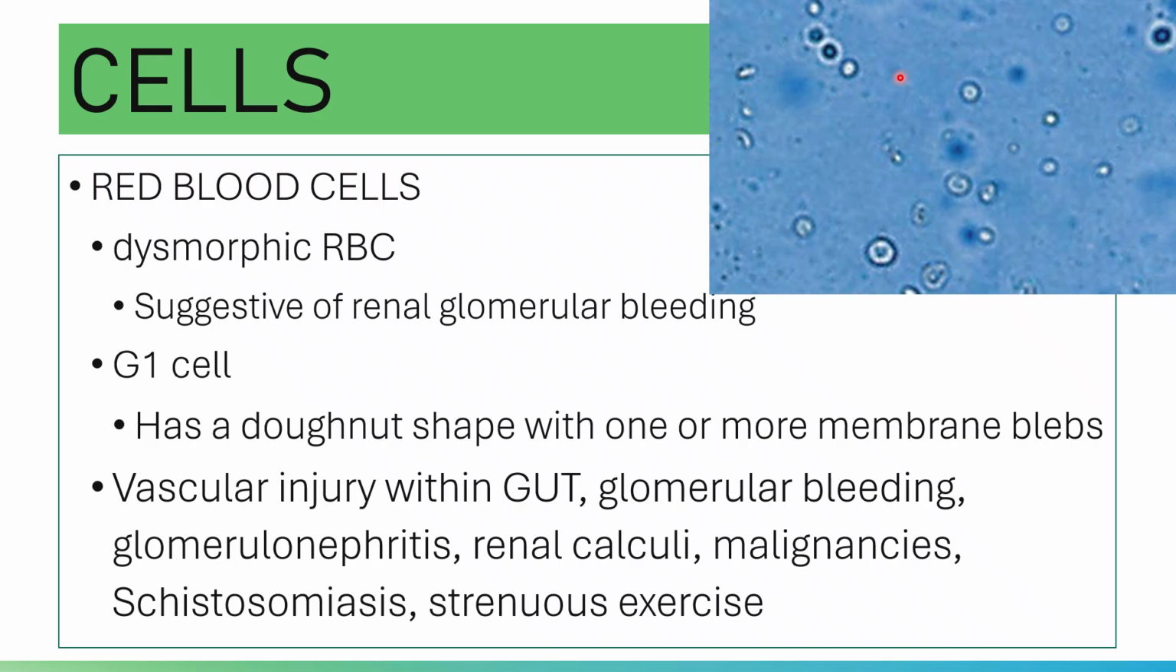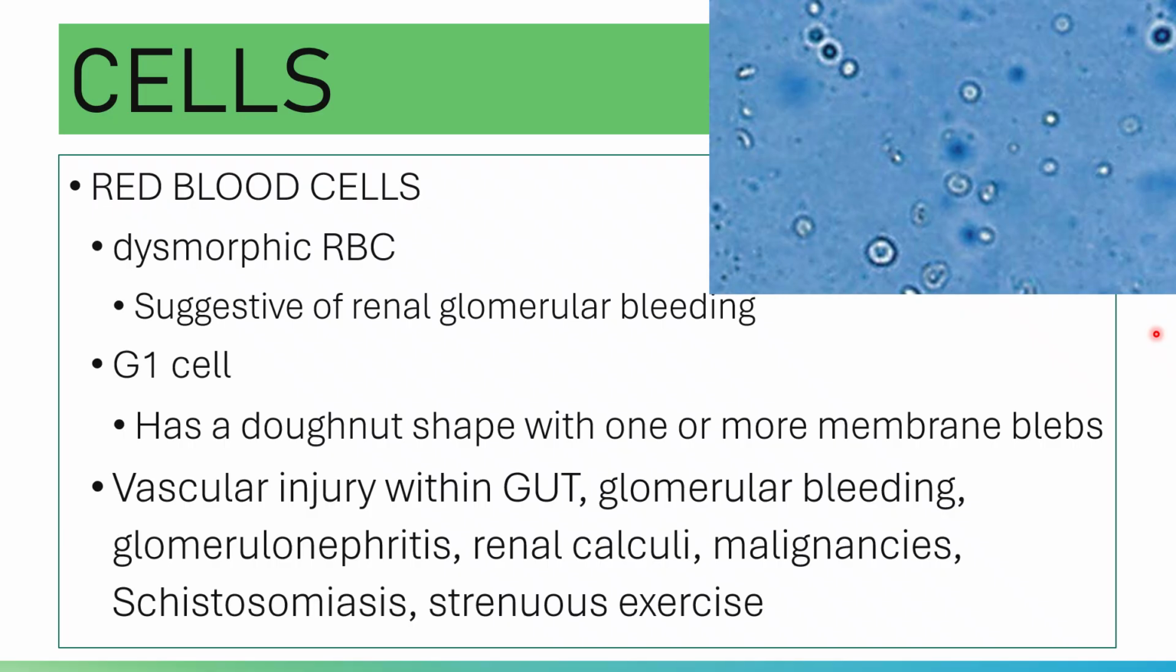By the way, in the laboratory, sometimes doctors may request red cell morphology. You need to identify the morphology of the red cell, whether it is normal or dysmorphic, how many red cells present are dysmorphic and how many appear normal, something like that. Anyway, you have your G1 cell accordingly.